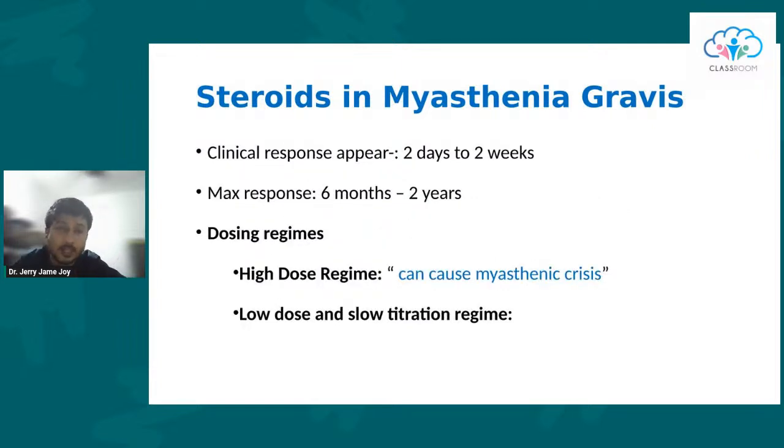Usually oral prednisolone is used, and the clinical response usually appears within 2 days to a maximum of 2 weeks, and the maximum response will be attained between 6 months to 2 years.